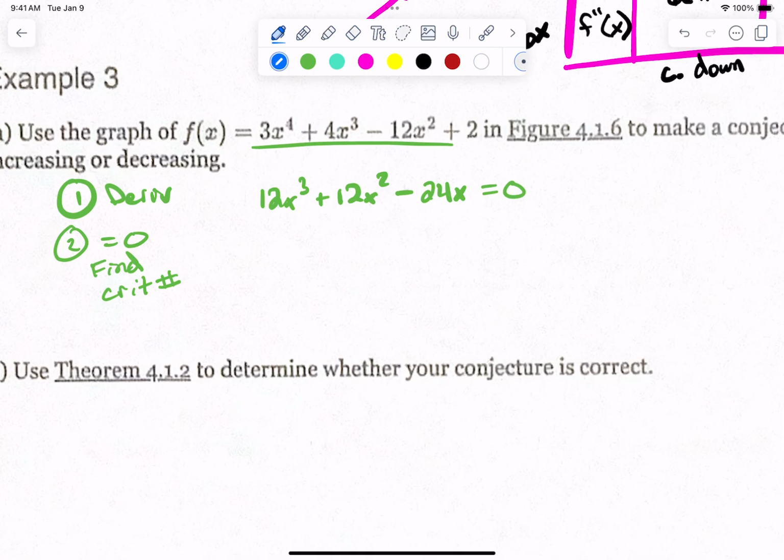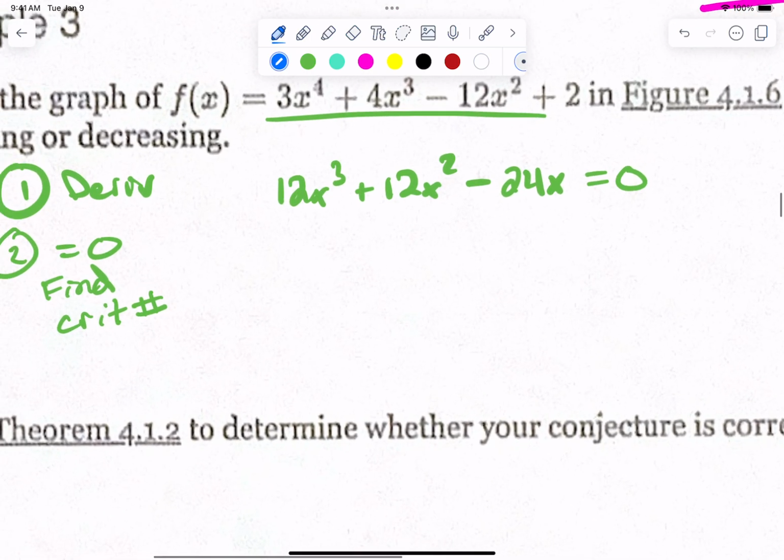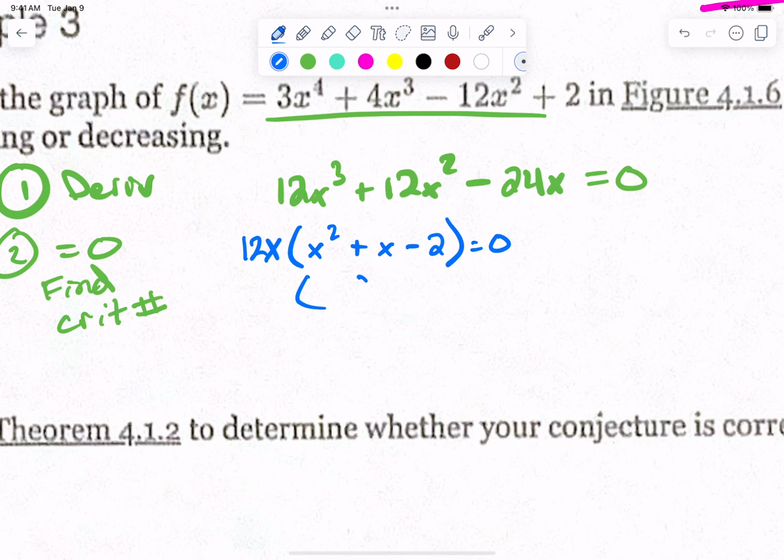What can we do to this thing? You can take an x out. You can take a 12x out, right? Leftover is x squared plus x minus 2. I like it. This guy breaks down. He's a simple trinomial.